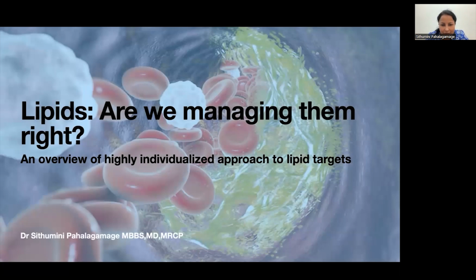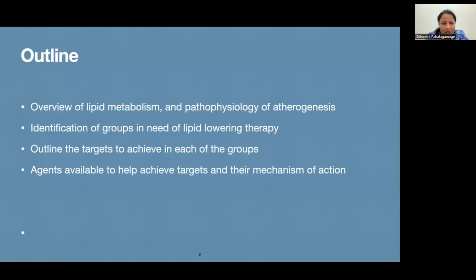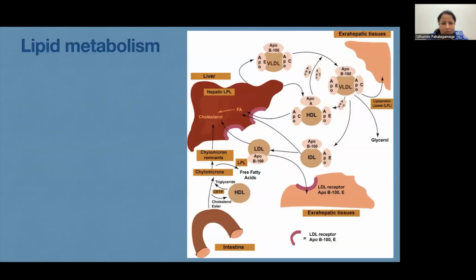So this is the lecture outline. I'm going to touch briefly on lipid metabolism and identification of groups in need of lipid lowering therapy, and outline the targets to achieve in each of the groups, and also briefly touch upon the agents available to help achieve targets and their mechanism of action.